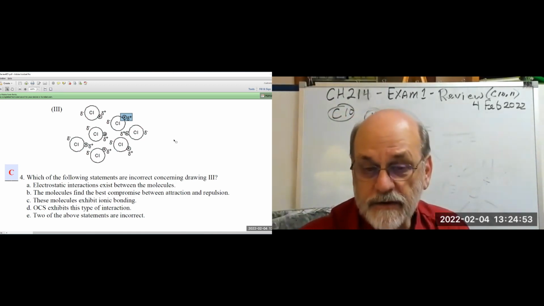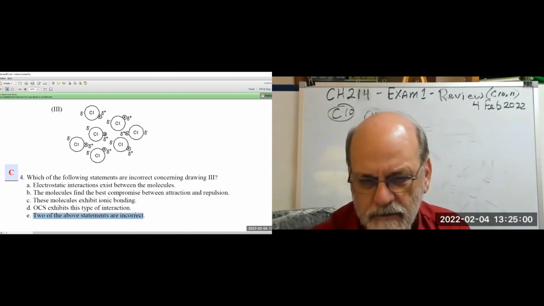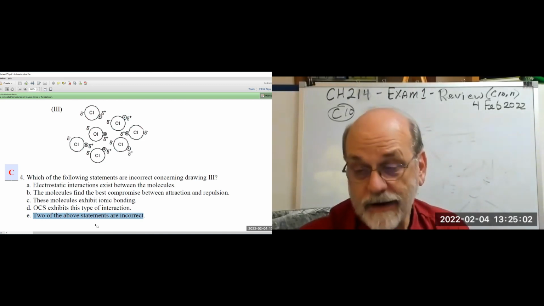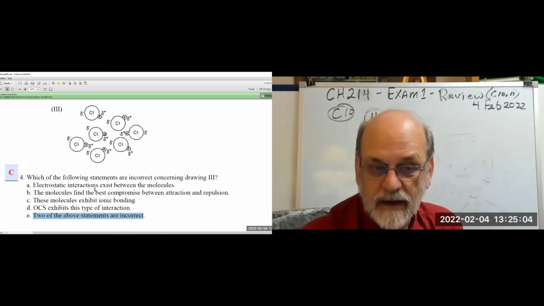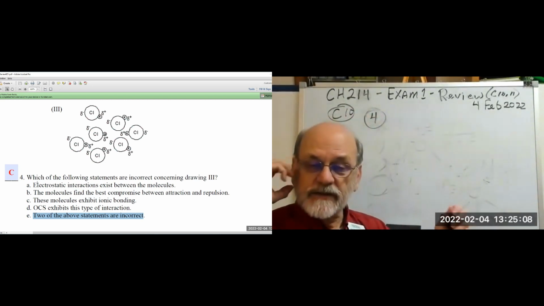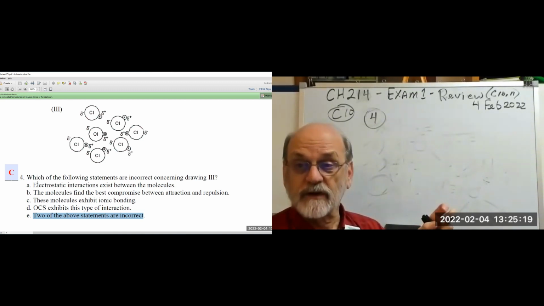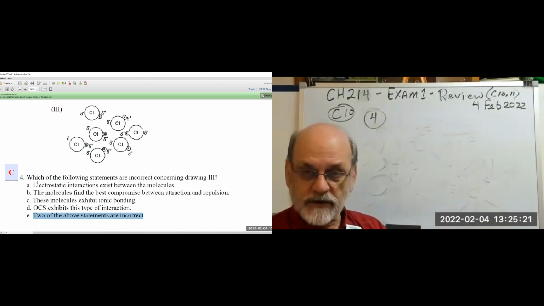Which of the following is incorrect? Well, E says 2 of the above statements are incorrect, so we've got to look at all of them. A says the electrostatic interactions exist between the molecules. Well, that's true. These are electrostatic. They're not complete ions, but they're still slight negative, slight positive. So you do get electrostatic interactions.